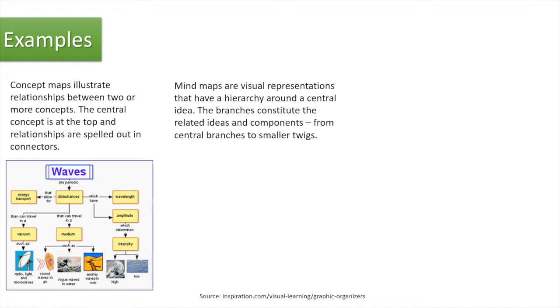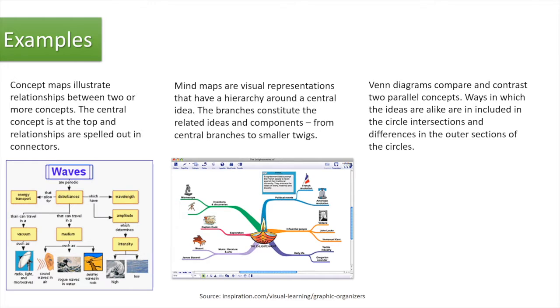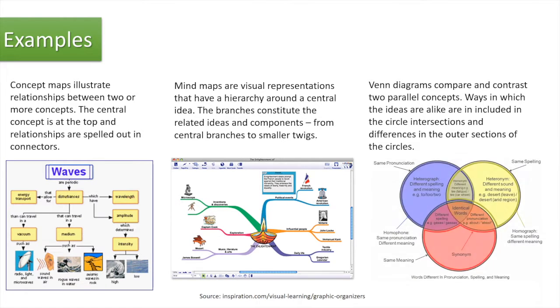Mind maps. Mind maps are visual representations that have a hierarchy around a central idea. The branches constitute the related ideas and components, from central branches to smaller twigs. Venn diagrams. Venn diagrams compare and contrast two parallel concepts. Ways in which the ideas are alike are included in the circle intersections and differences in the outer sections of the circles.